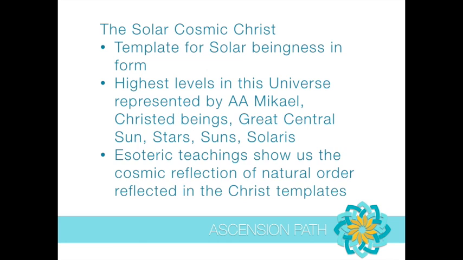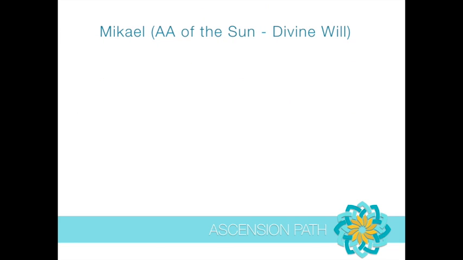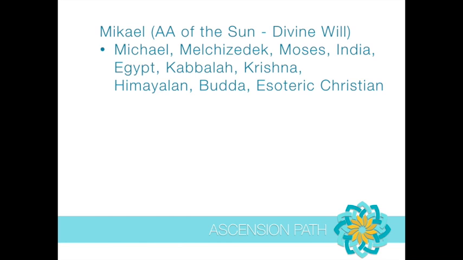Esoteric teachings show us the cosmic reflection of this natural order reflected in the Christed templates. Archangel Michael is the archangel of the sun. He represents divine will, the divine order of the universe coming through as divine will, as a solar force. Archangel Michael is reflected in Melchizedek, Moses. The tales of these solar beingness are reflected in the tales of India with Krishna, Egypt, the Kabbalah, Himalayan Buddhist teachings, and esoteric Christianity. All of these reflect the solar cosmic Christed beingness in form and those teachings that have been passed down throughout the eras.